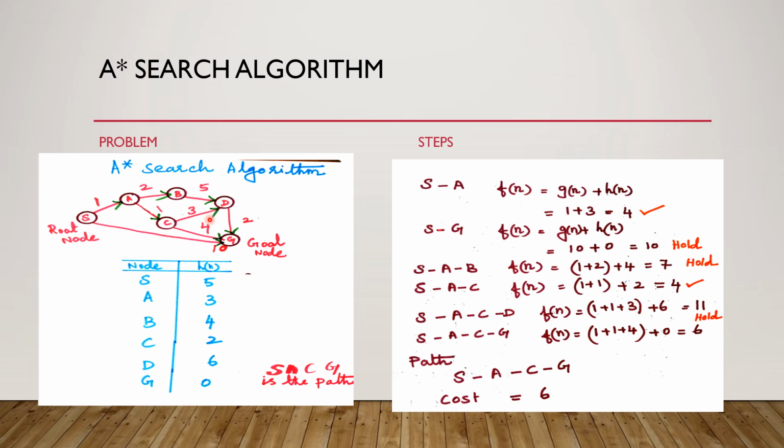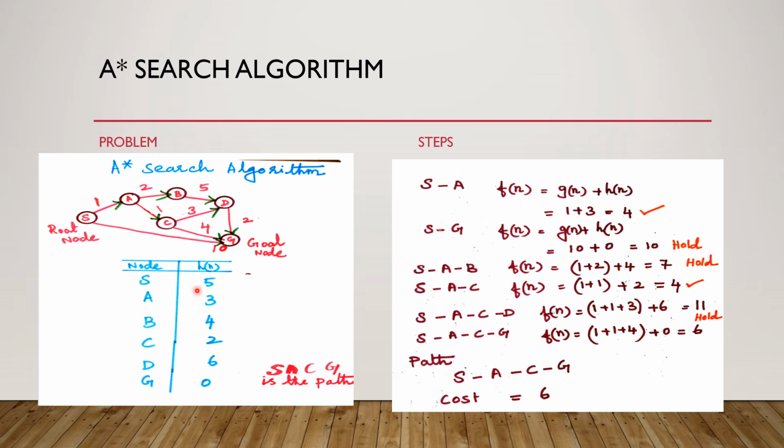We know the formula to find the f of n value: f of n is equal to g of n plus h of n. We need two values, one is the g of n value and another is the h of n value. The g of n value we can calculate from this diagram. All the values are available here. Each path contains the values, and we need another value, the heuristic value, denoted as h of n.